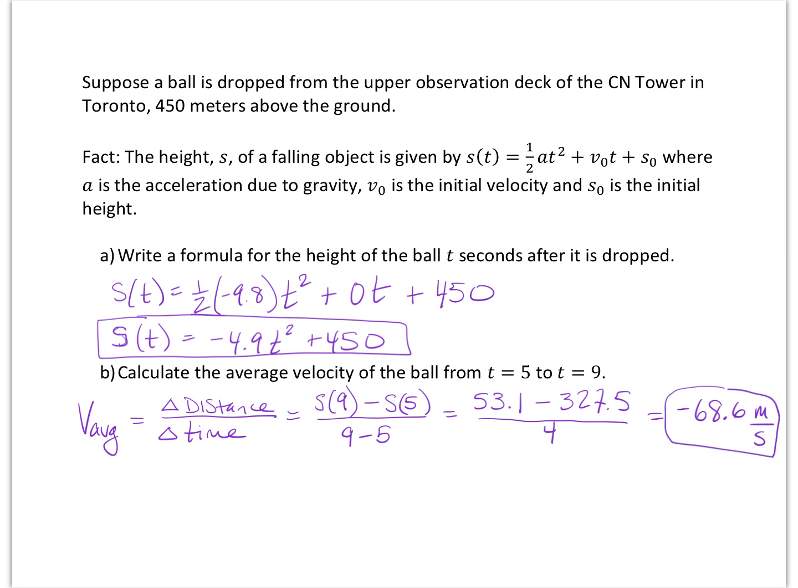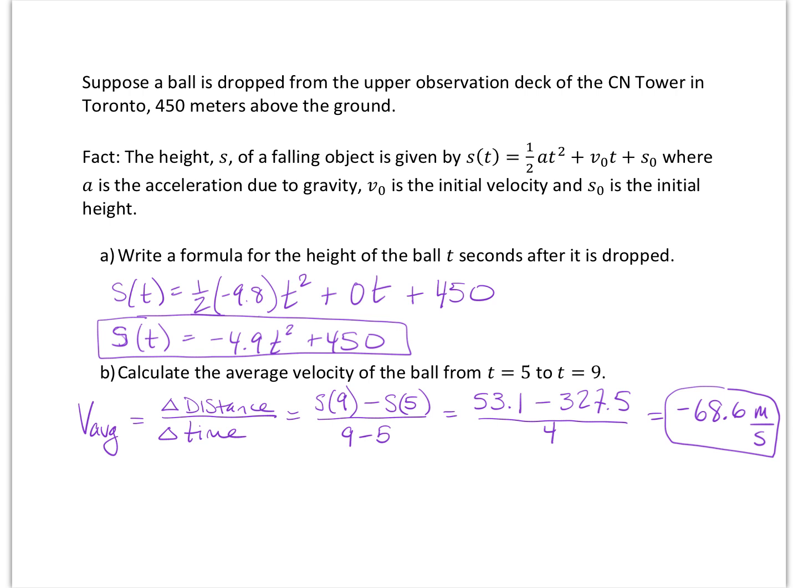Before we move on, I just want to address the fact that this average velocity is negative. Why would velocity come out negative? Because this ball is falling. It's going down towards the ground, and velocity is speed with a sign that indicates direction. Negative is generally the down direction. So this ball is falling at 68.6 meters per second. The negative indicates that it's going down.